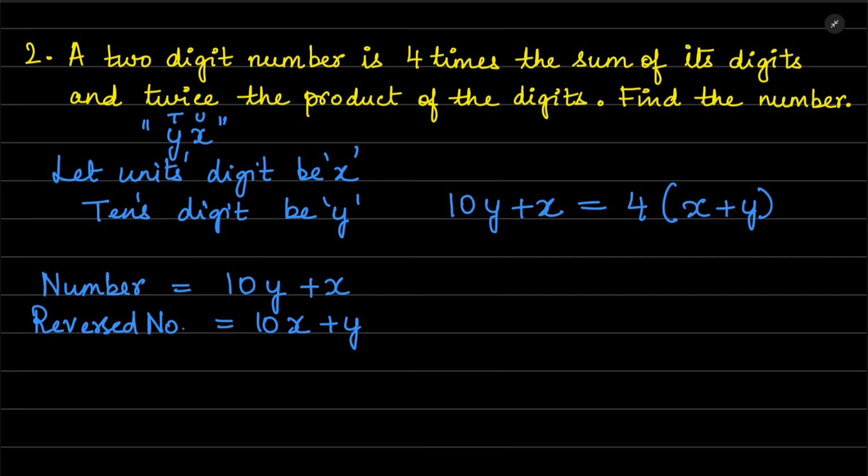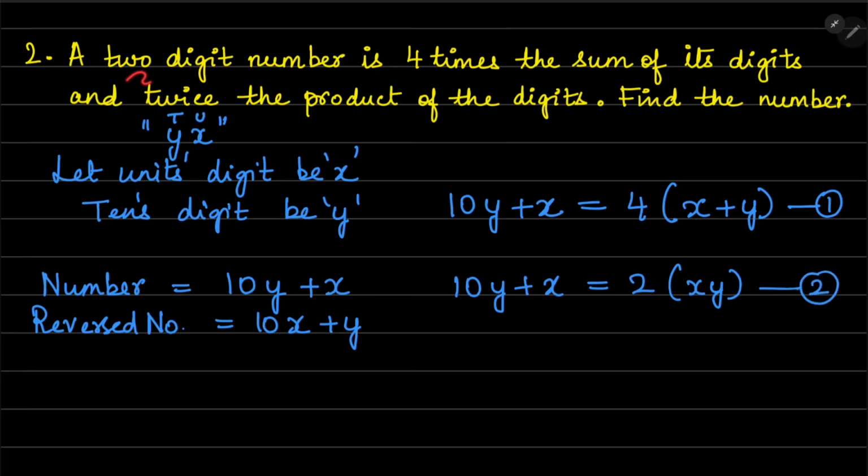And twice the product of the digits. So the number 10y plus x is equal to twice the product of its digits, that is 2xy. So this is what you have to solve. This is your equation 1 and equation 2. This is what is given in the question: the 2-digit number is 4 times the sum of its digits, and it's also twice the product of its digits.